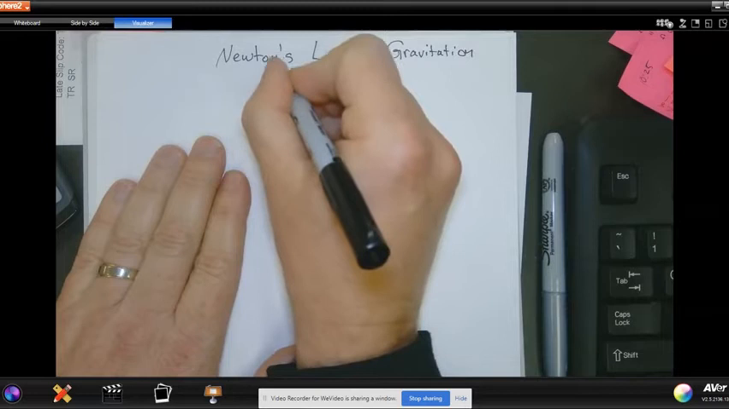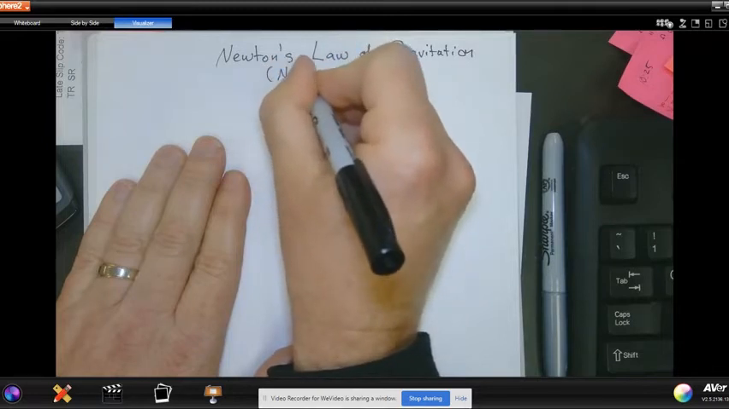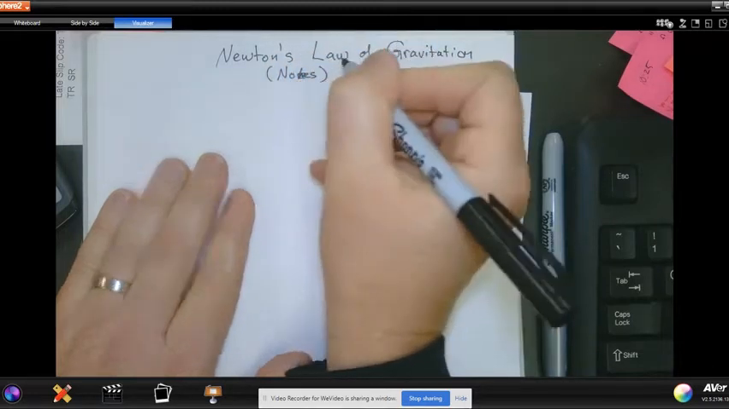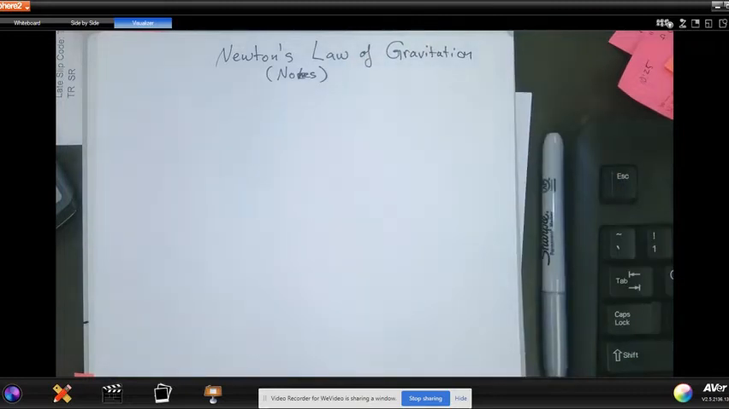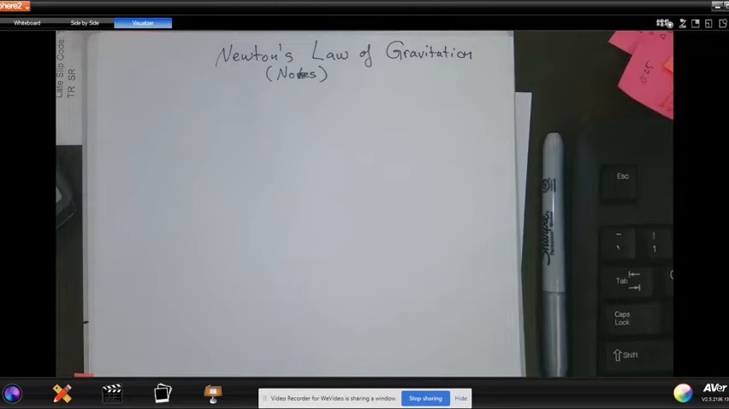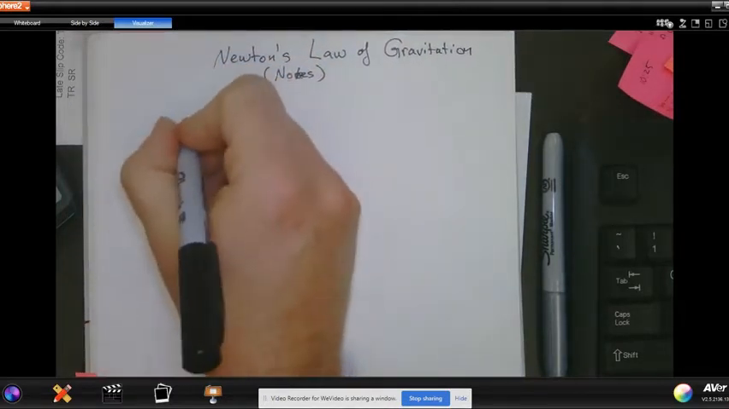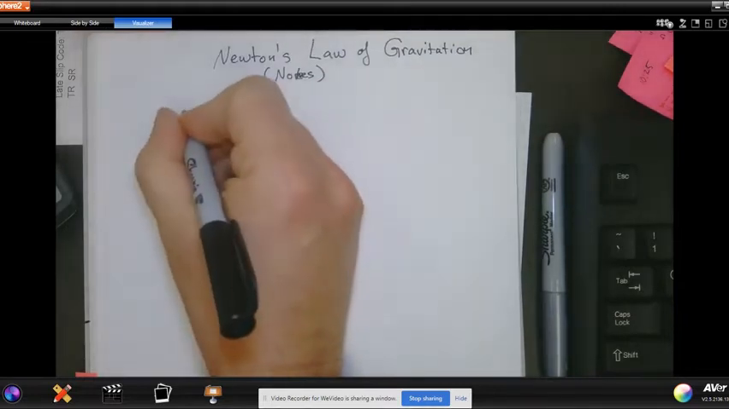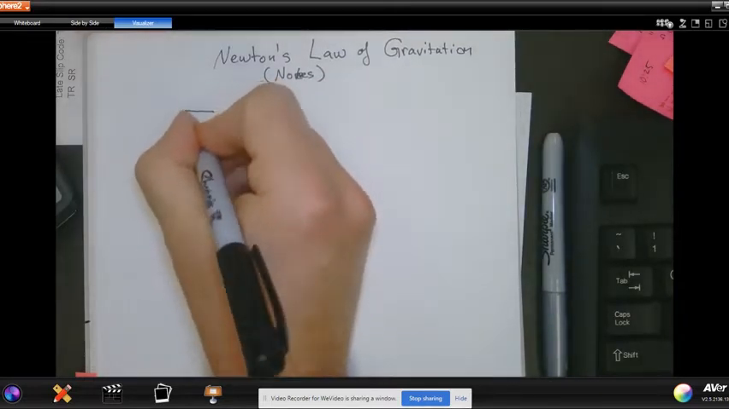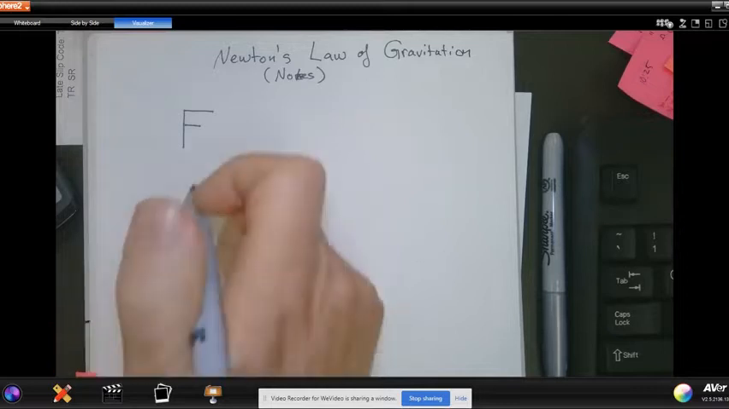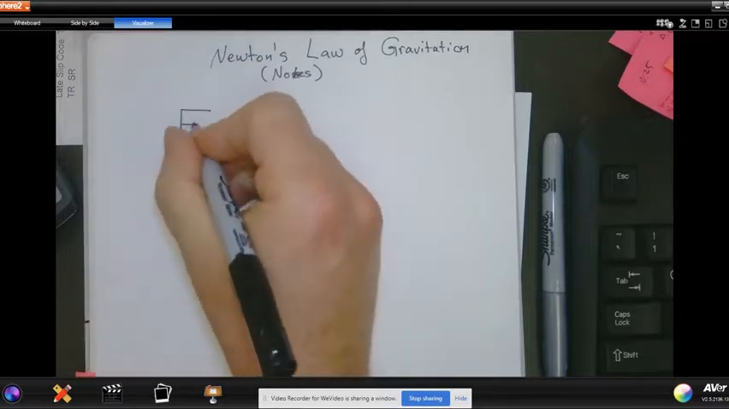Basically, what we've been talking about all year: anything that has mass has gravity, and there is a relationship between those two. This formula talks about that relationship. The first thing we have to do is come up with the formula. There actually is a mathematical formula, and that's what we're going to focus on today. And that is what that force is.